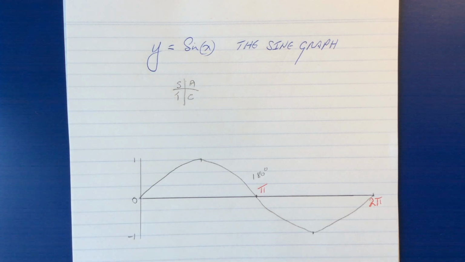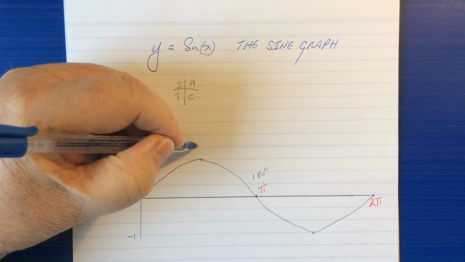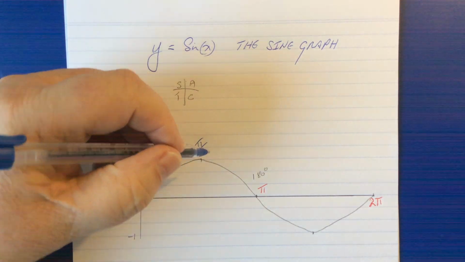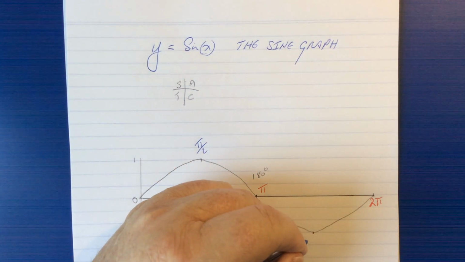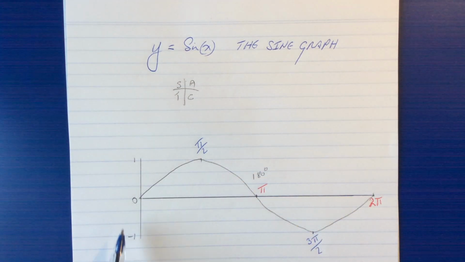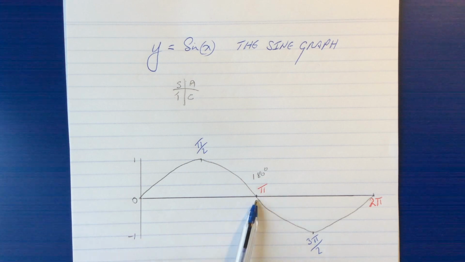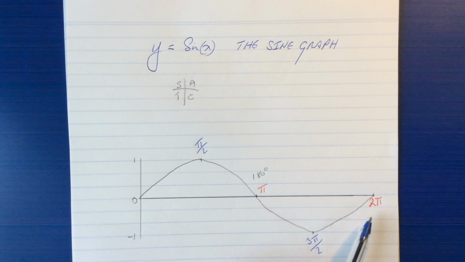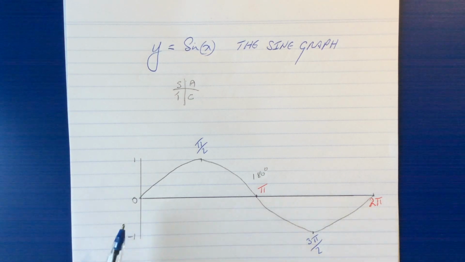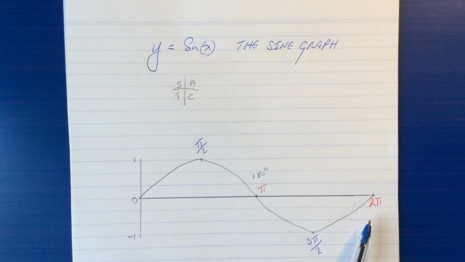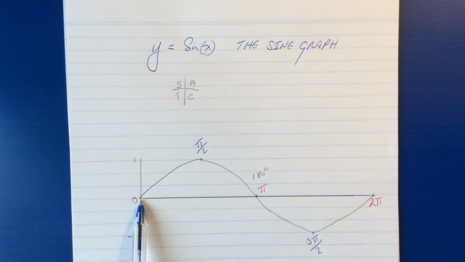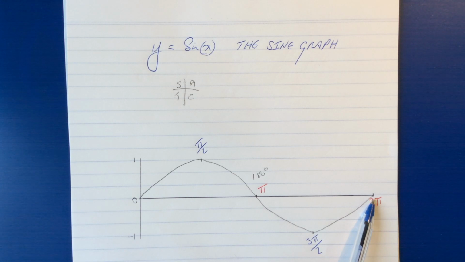Now, I'll just fill in a couple of other features on this. This measurement here is pi on 2, and this measurement here is 3 pi on 2. So we have 0, 90, pi on 2, 180, pi, 3 pi on 2, 270 degrees, and 2 pi. And the thing to say about a sine graph, a cosine graph, or a tangent graph, but specifically we're dealing with sine graphs today, is that generally we assume that the domain lies between 0 and 2 pi, 0 and 360 degrees.